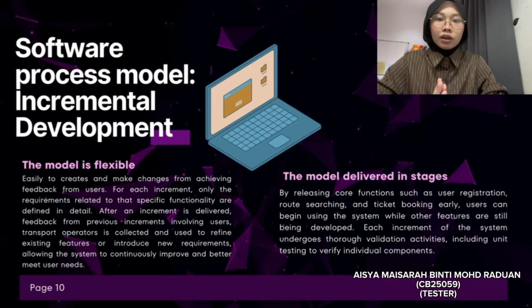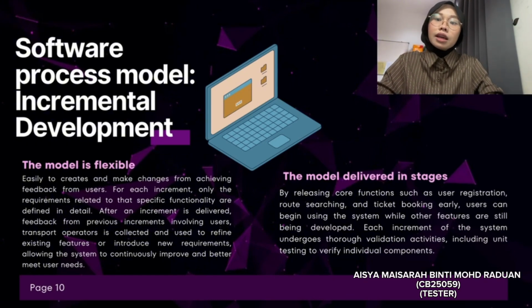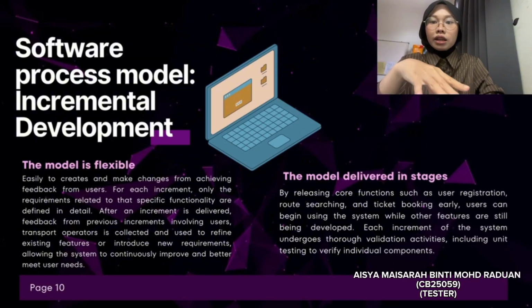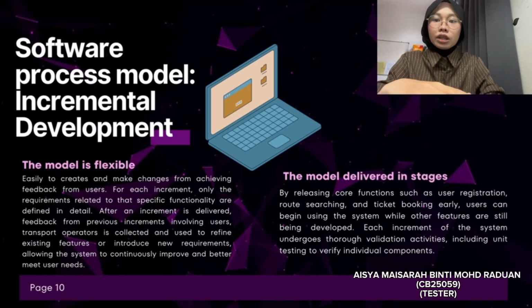For each increment, only the requirements related to the specific functionality are defined in detail. Next, the model is delivered in stages by releasing core functions such as user registration, route searching, and ticket booking early. Users can begin using the system while other features are still being developed. Each increment of the system undergoes validation activities, including unit testing to verify individual components.